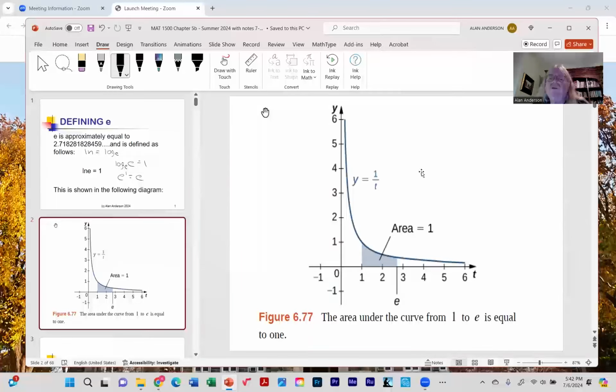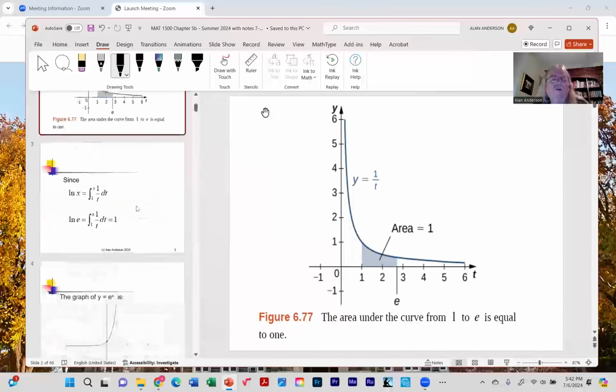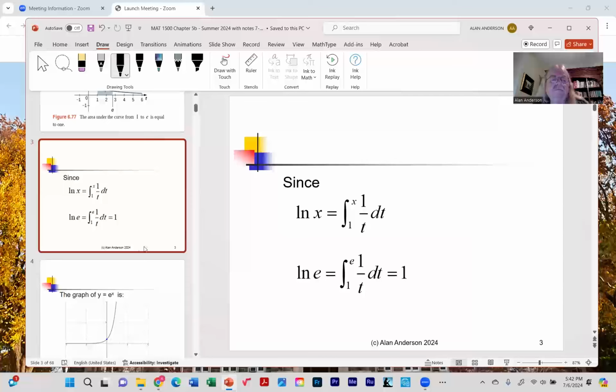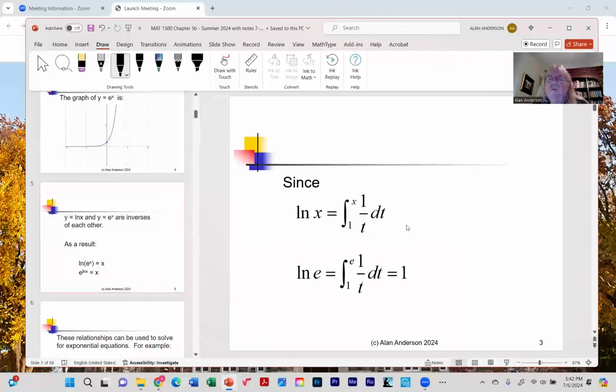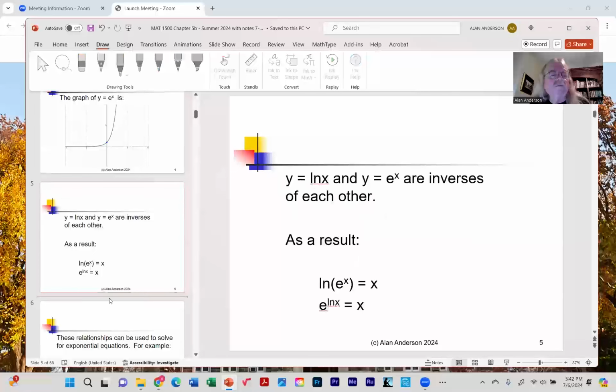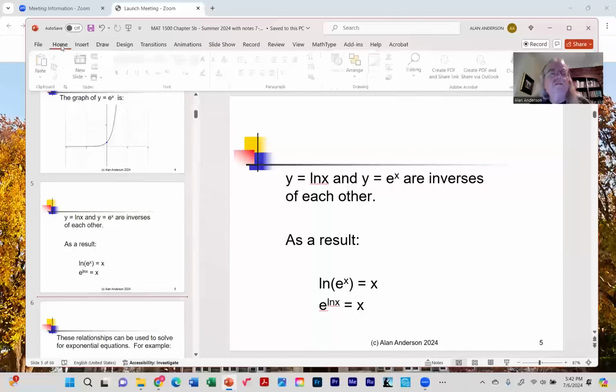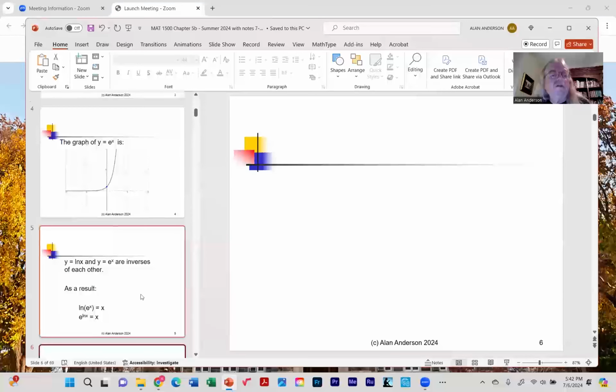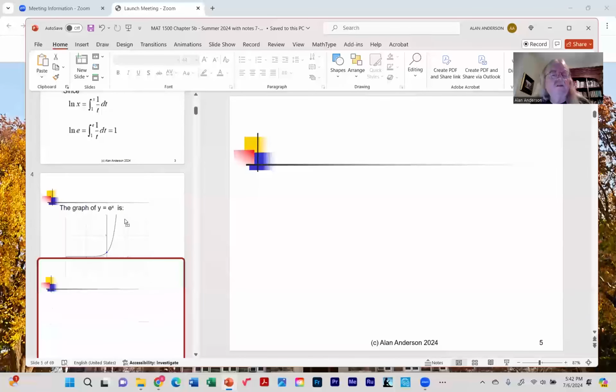We're taking the same function y equals 1 over t, and we're integrating over the range from 1 to x. Actually, we're defining here log x. This is what we defined in the beginning: log x equals the integral from 1 to x of 1 over t dt. But if we replace the x with an e, you can see that log e ends up with an integral of 1. In fact, if you wanted to prove that, let me show you a little proof here.